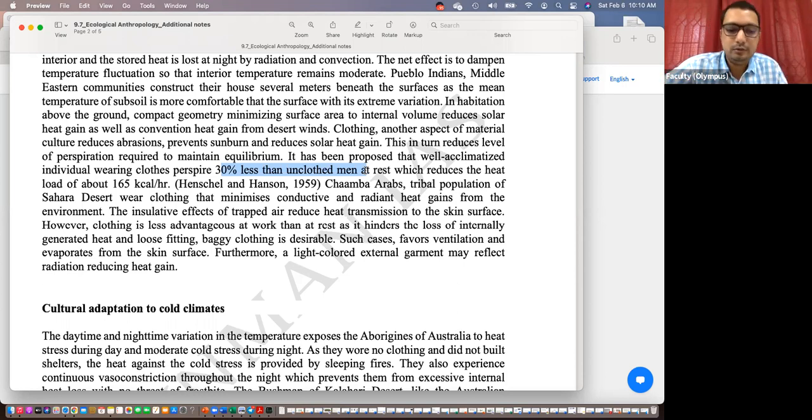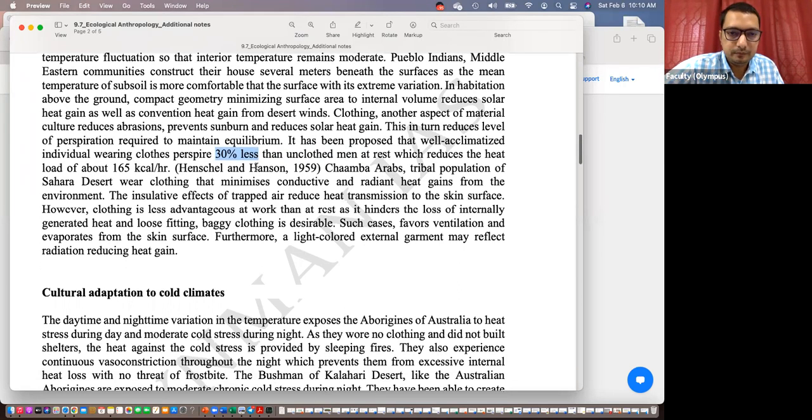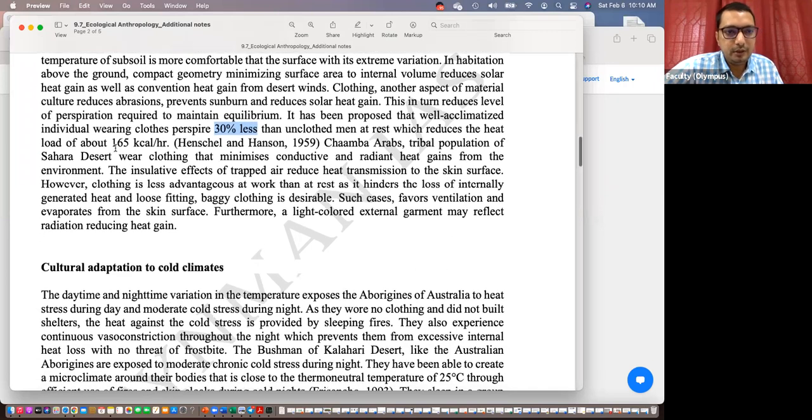So the clothing has to prevent the sunburn and the UV radiation, and second also allow enough perspiration or sweating. But you have to find a fine balance here. So people who are well adapted to that actually wear clothes and perspire 30% less than the people who don't, or who prefer to have the unclothed version of it. So it's very, very important. Okay, so thereby reducing the heat load, as per the studies published very long ago, by about 165 kilocalories per hour.